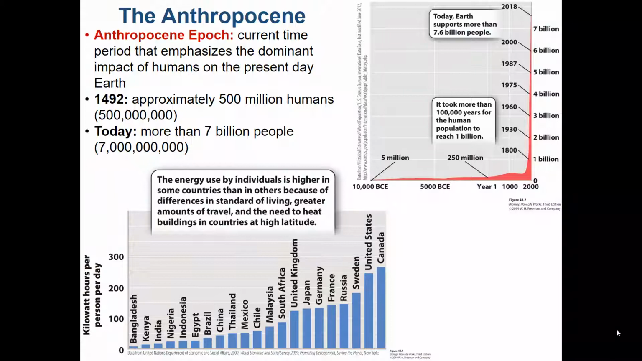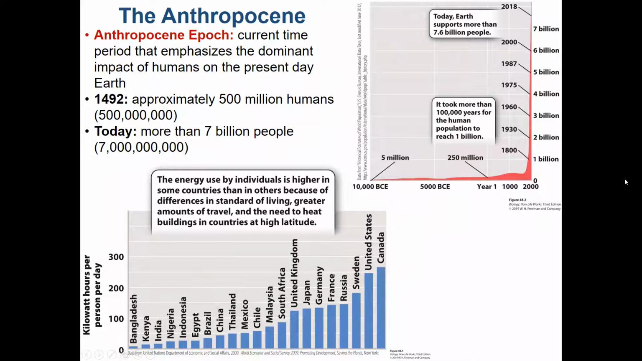So what is the Anthropocene? The Anthropocene is the modern era, and it's emphasizing the dominant impact of humans on Earth. Our planet had about 500 million human inhabitants when Christopher Columbus set sail in 1492. Now we have over 7 billion people, and you can see here that since the Industrial Revolution, the human population has grown at an exponential rate, and it's continuing to grow.